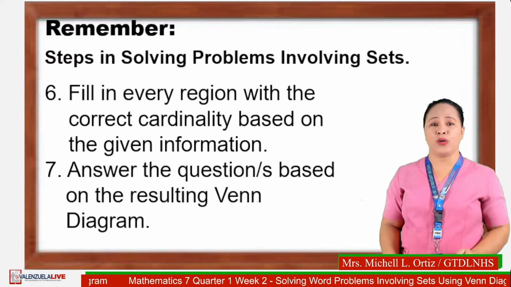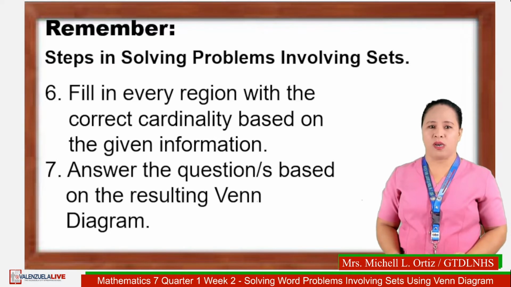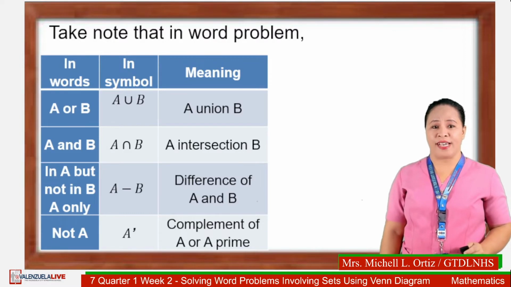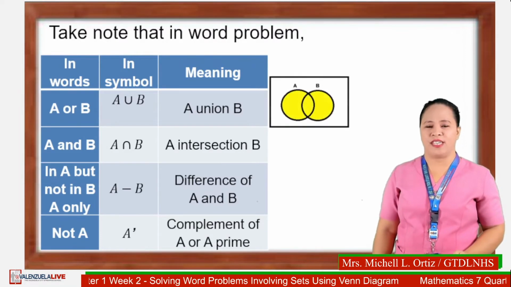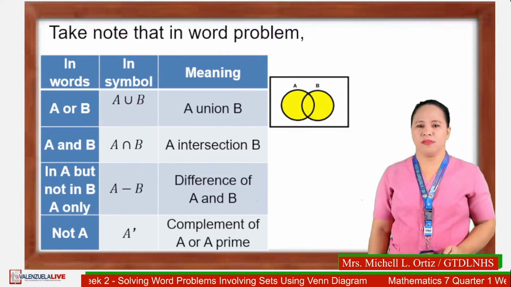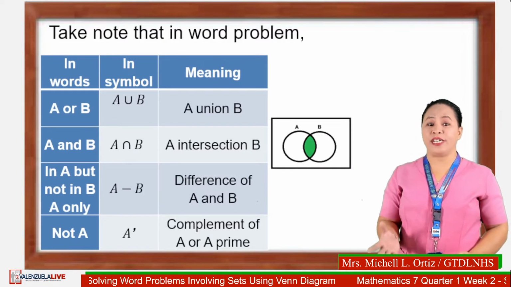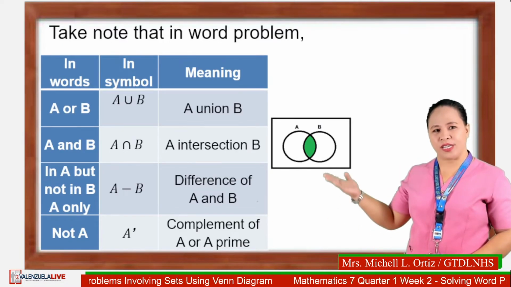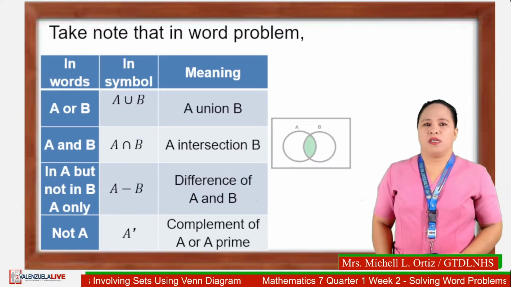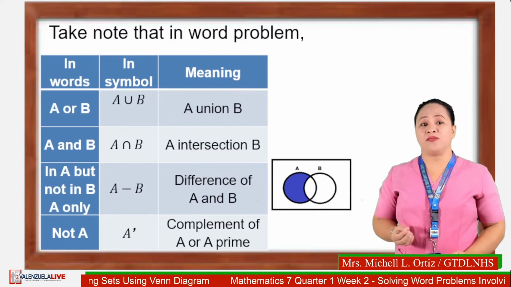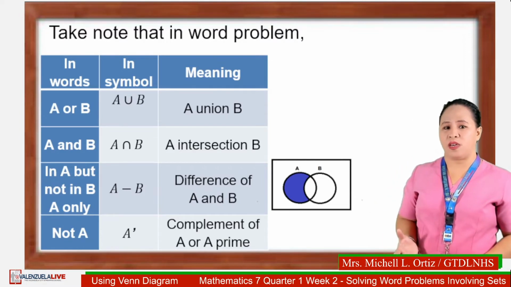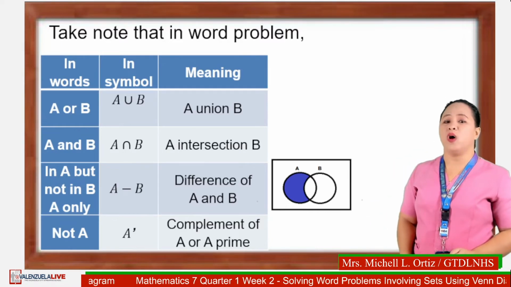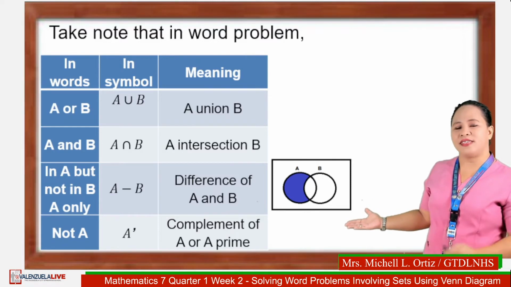Take note also of the words associated with every symbol that we use. Or is for the union of A and B, read as A union B, and we illustrate it this way. The word and is for the intersection, and we read it as A intersection B, illustrated this way. If you are referring to elements found in set A but not in set B, or in A only, you are referring to the difference of A and B, denoted by A minus B, and it is illustrated this way.